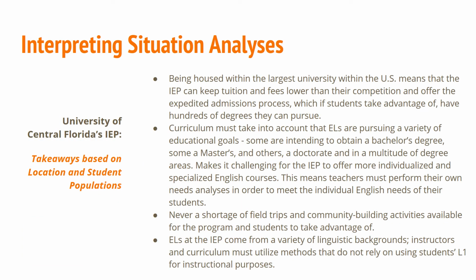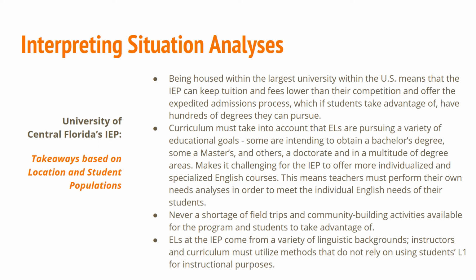So my takeaways are as follows. Being housed within the largest university in the U.S. means that the IEP can keep tuition and fees lower than their competition and offer the expedited admissions process, which, if students take advantage of it, gives them hundreds of degrees they can pursue.